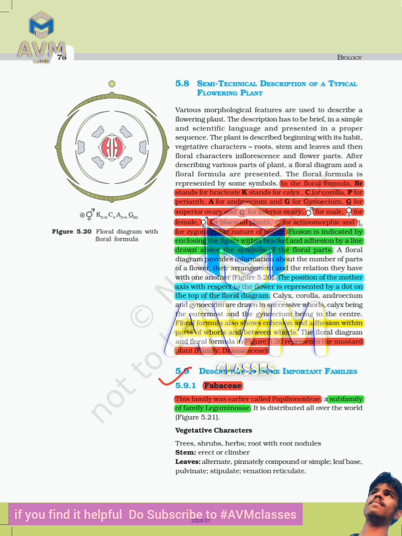5.9 Description of some important families. 5.9.1 Fabaceae. This family was earlier called Papilionoideae, a subfamily of family Leguminosae. It is distributed all over the world. Vegetative characters: trees, shrubs, herbs, root with root nodules. Stem erect or climber. Leaves alternate, pinnately compound or simple. Leaf base pulvinate, stipulate, venation reticulate.